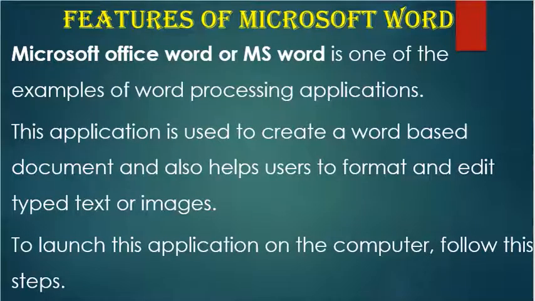Microsoft Office Word or MS Word is one of the examples of word processing applications. This application is also used to create a word-based document. It's also used to format and edit text or images that have been inserted into that application. Before you can use this application on a computer, you first have to launch it for it to run on the computer. So let's look at the steps to follow whenever you want to open Microsoft Office Word.